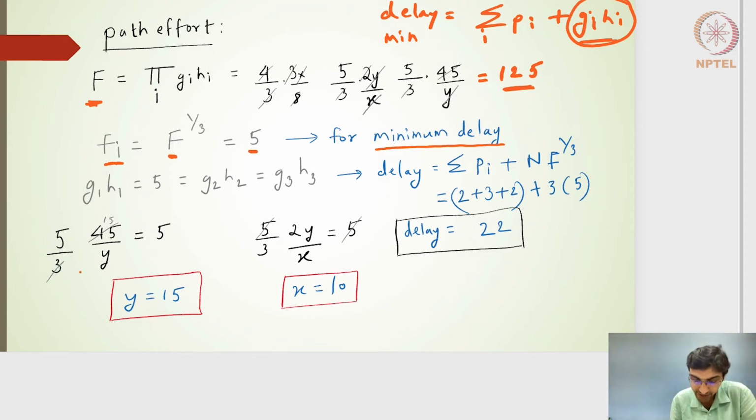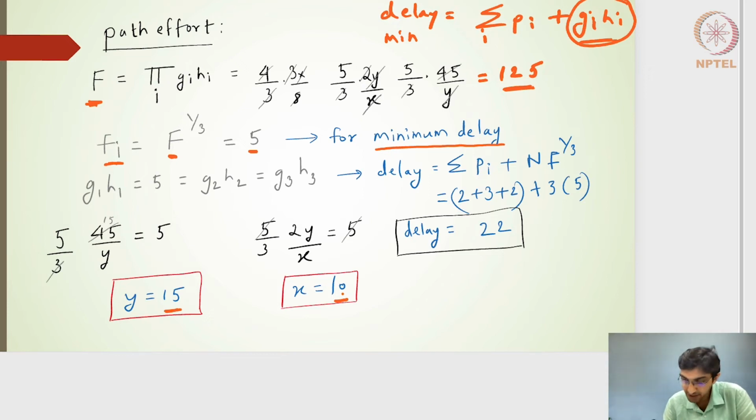Right, so in that way, if I calculate this particular value, I should be able to find out what y is. Y turns out to be 15. And similarly, once I have the y value, I should be able to find out what the x value is. X turns out to be 10. So a y of 15 and an x of 10 in that particular 3-stage circuit, we will notice that that is going to achieve the minimum delay.